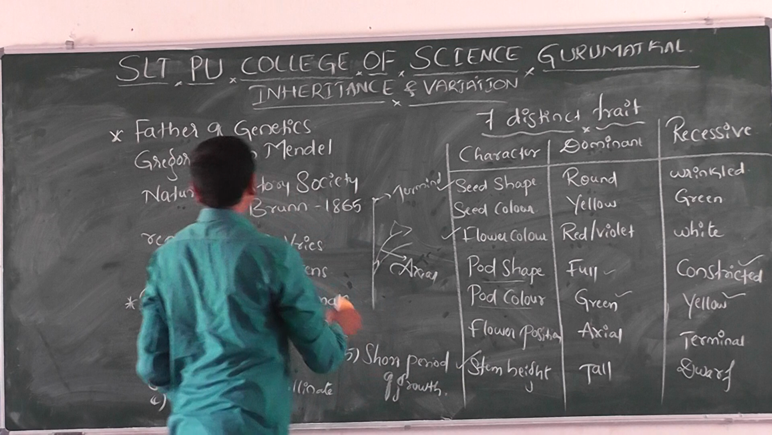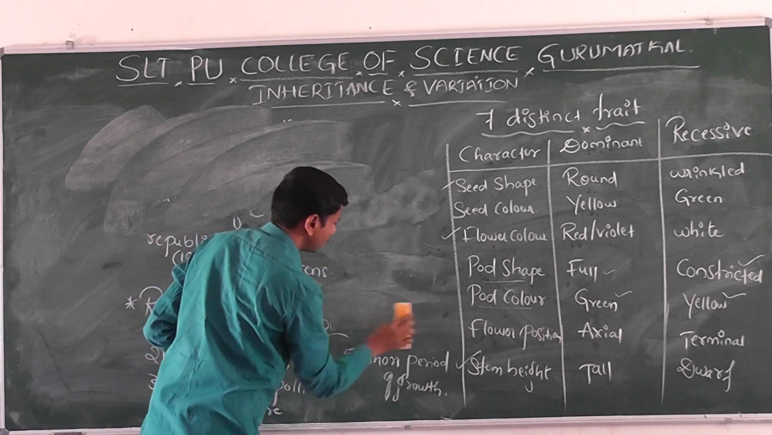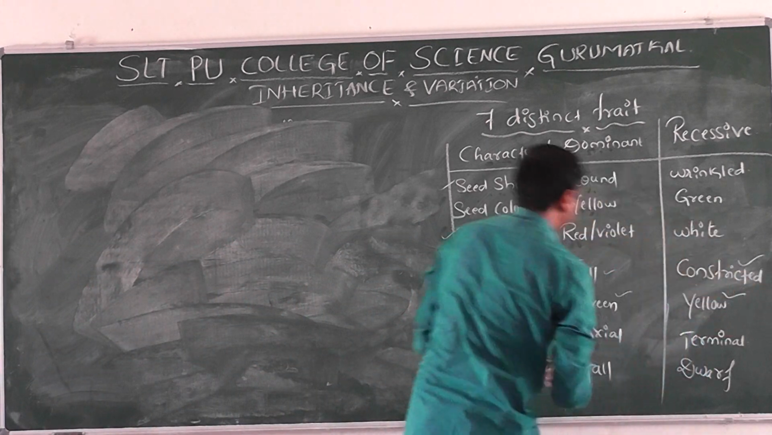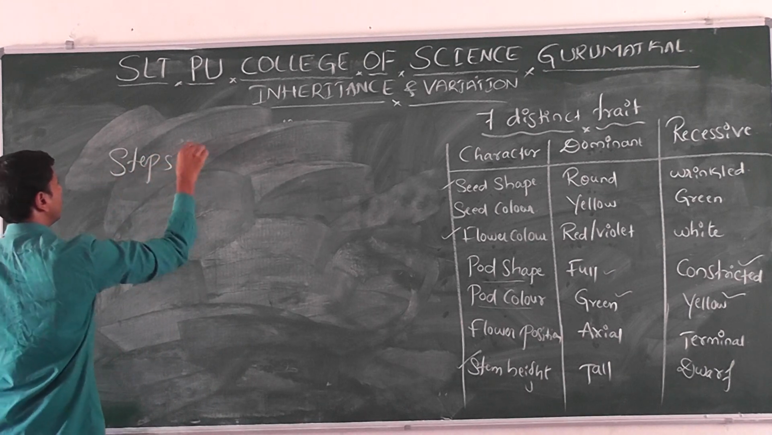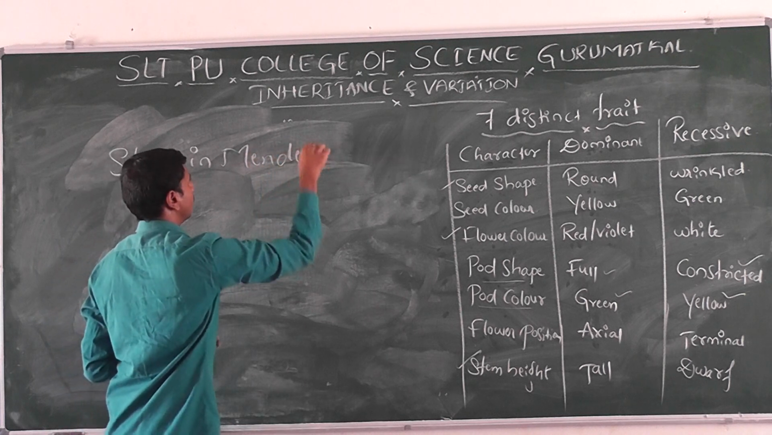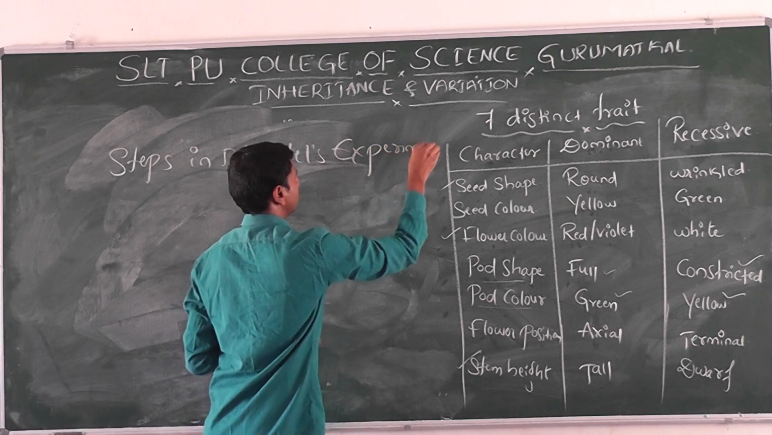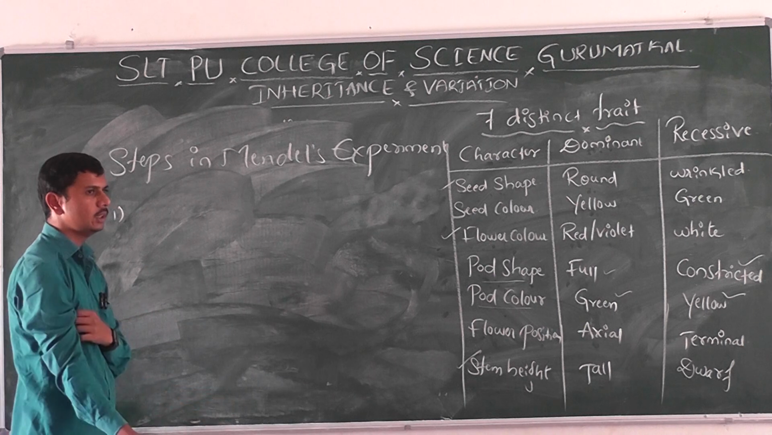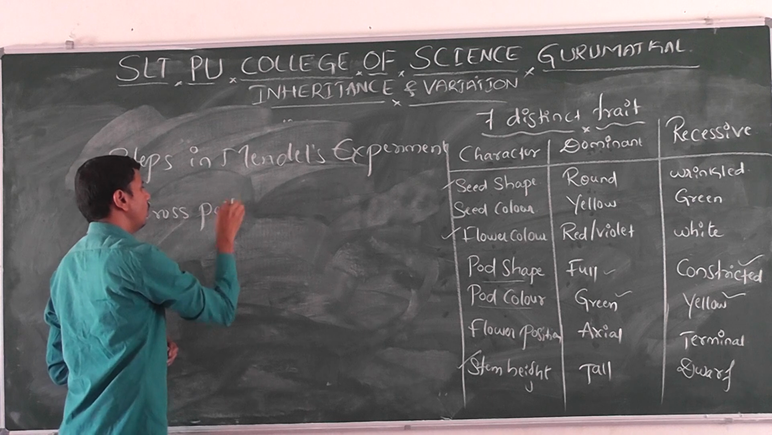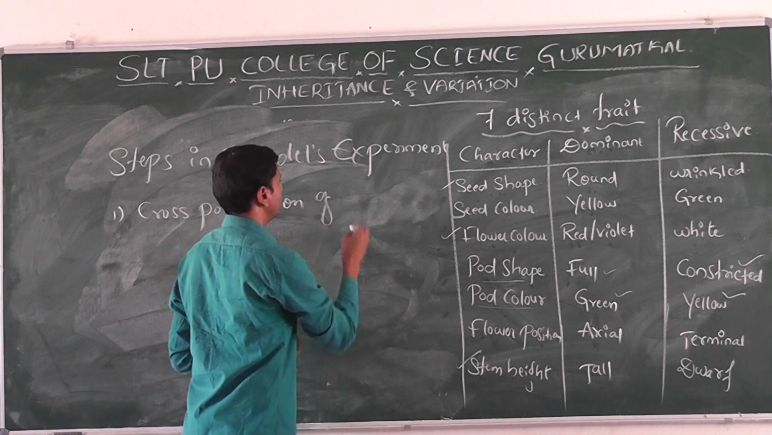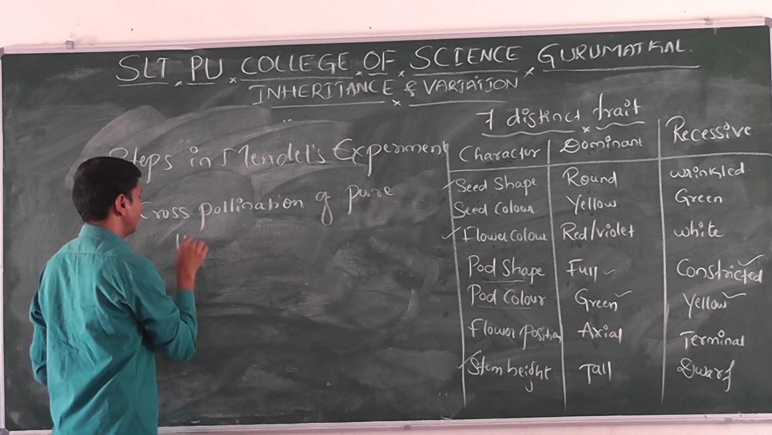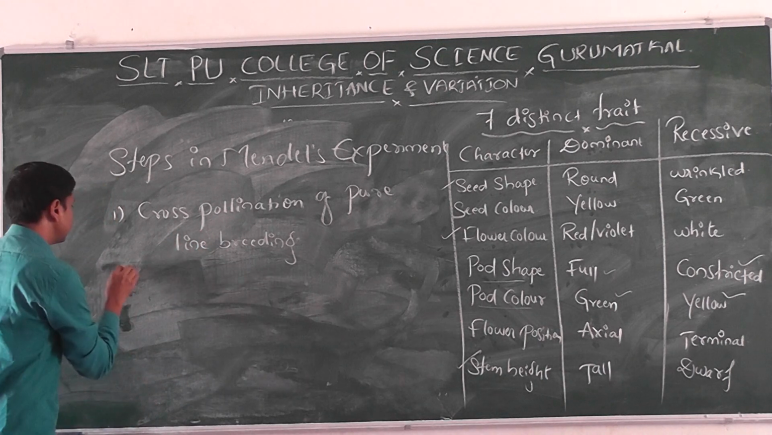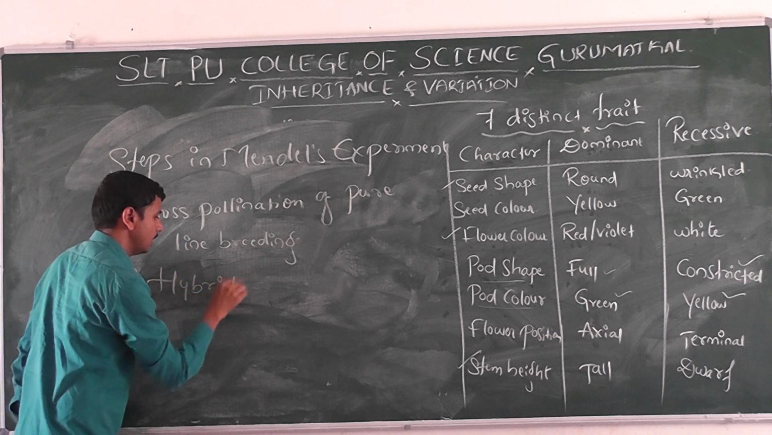So next we are going to see, first one, the cross-pollination of pure line breeding. Cross-pollination of pure line breeding. The second one, hybridization.